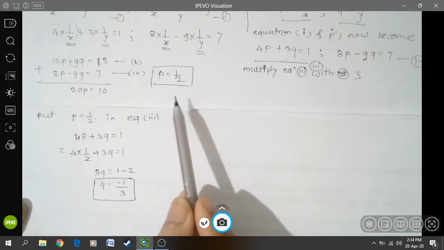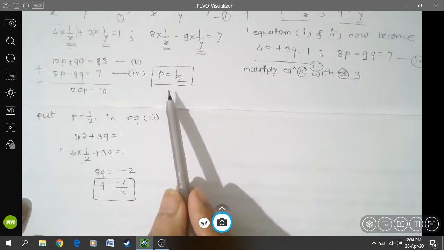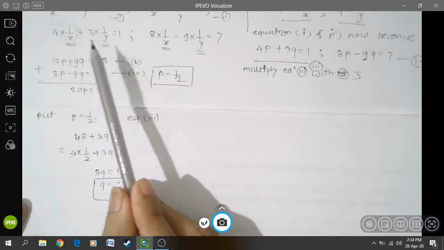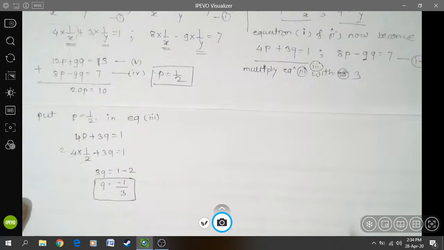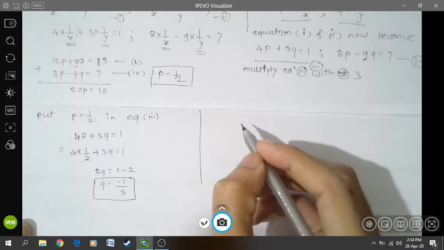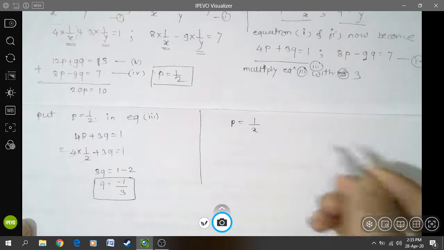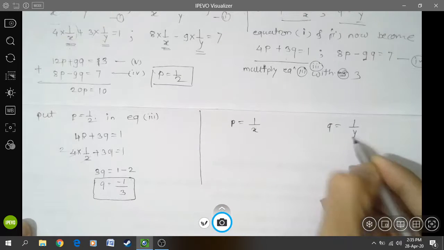So we get the values of our new variables. These are not the original variables. The original variables are x and y, right? These are the replaced variables. Now step 4 comes in. What is step 4? We have to resubstitute these values in our original variables. What were the original variables' values? We have written p is equal to 1 upon x and q is equal to 1 upon y.